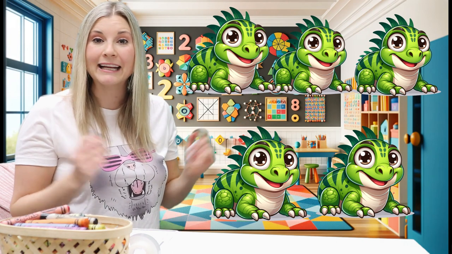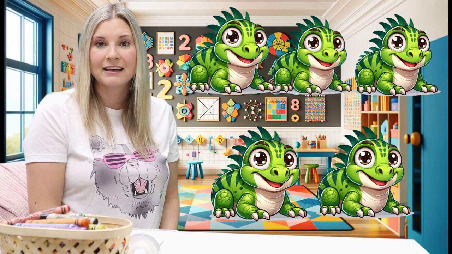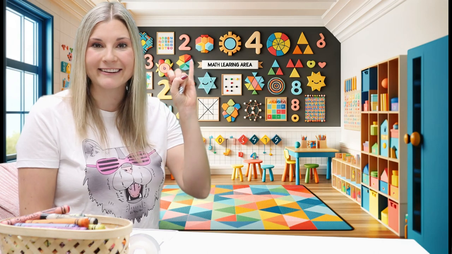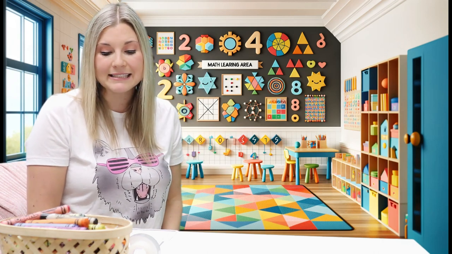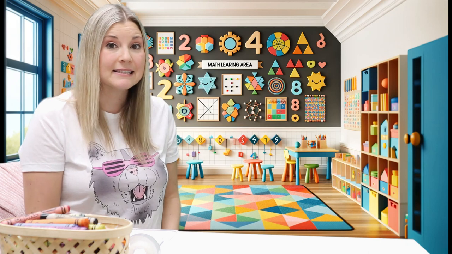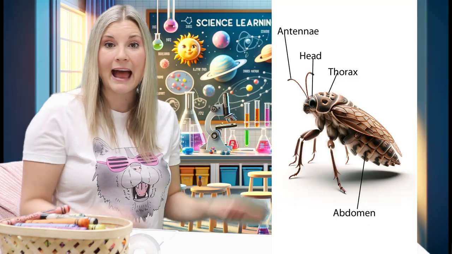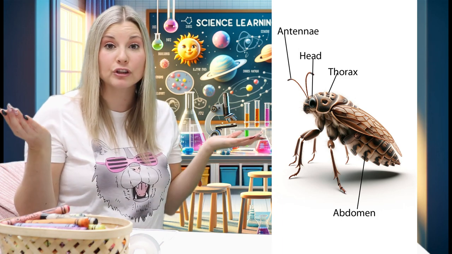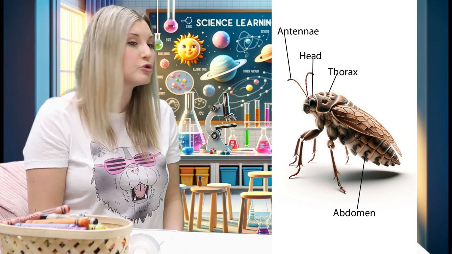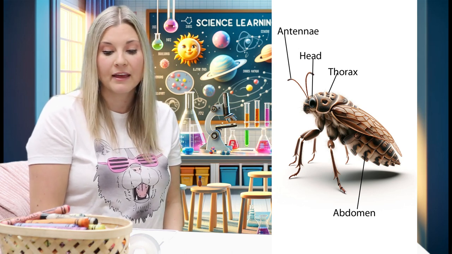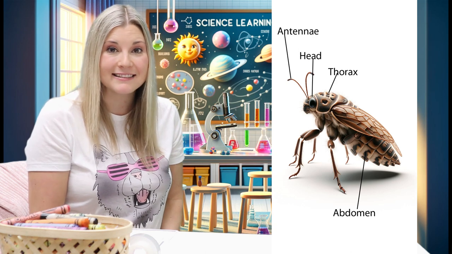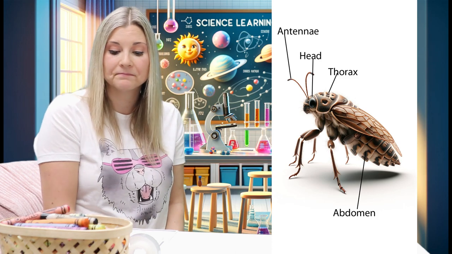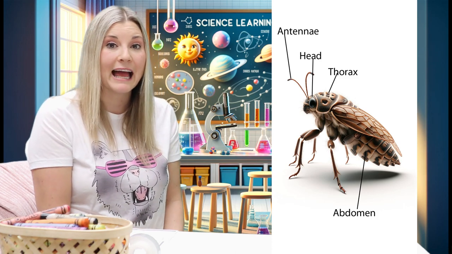Now let's take a look at another I word. This is insect. Insect starts with the letter I. I for insect. Insects, like you and me, have a head. But insects have lots of different parts that you and me don't have. They have antennas. They have a thorax. They have an abdomen.